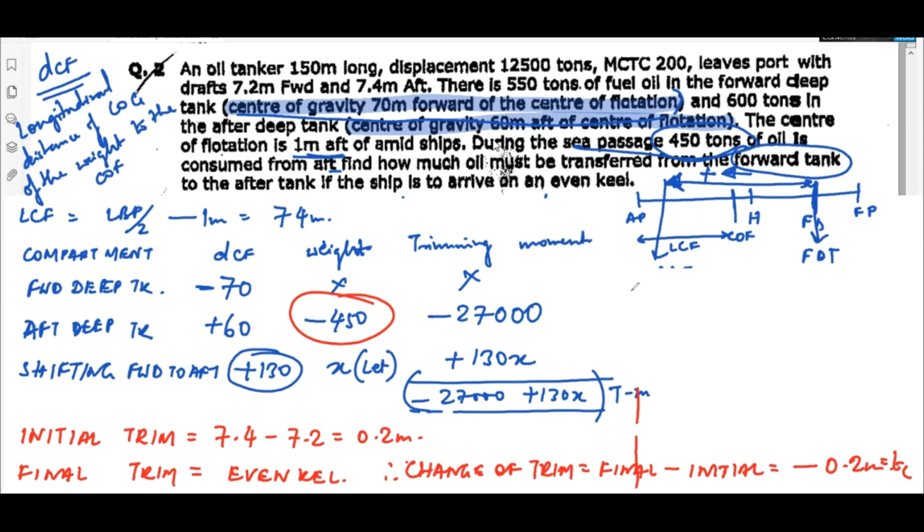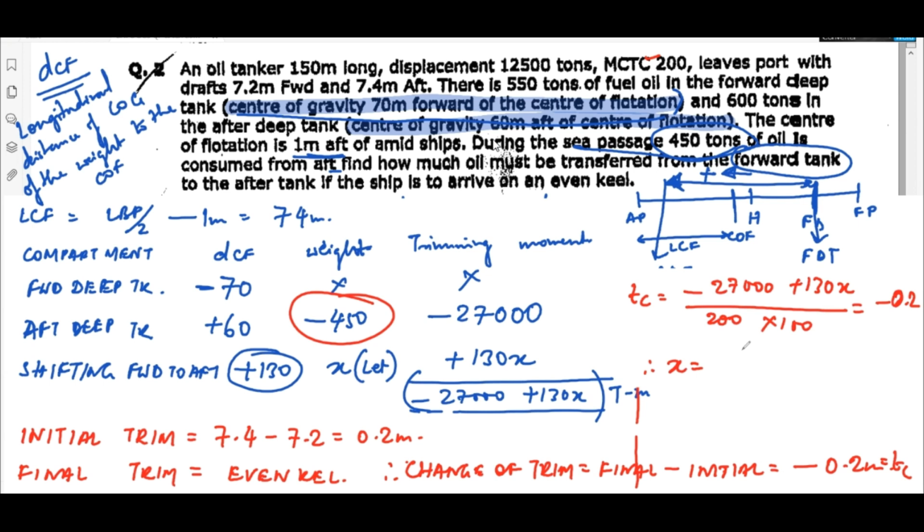Also, change of trim is equal to weight upon MCTC into 100. So change of trim is equal to minus 27000 plus 130x divided by MCTC, that is 200 into 100, and this is equal to minus 0.2. So X will come out. That's all that is required. Can we do this step initially, sir?